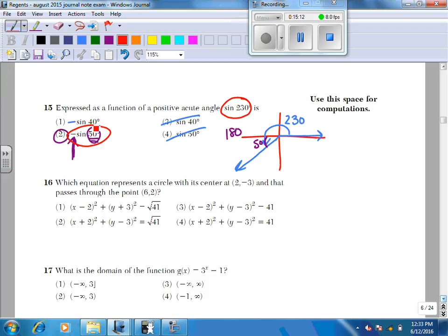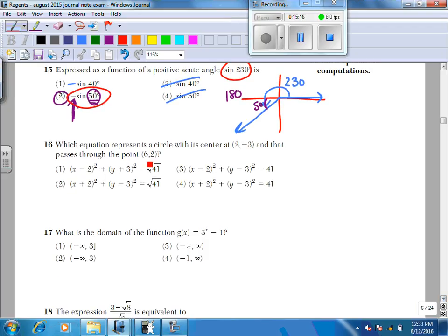Number 16. Which equation represents a circle with a center at (2, -3) and that passes through this point? Well, this part of it should let you eliminate some of the choices. You need it to say minus 2 plus 3. So not this, not this. So we're down to two choices. These are equal signs. This should be equal to the radius squared.